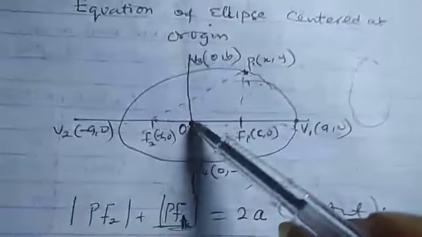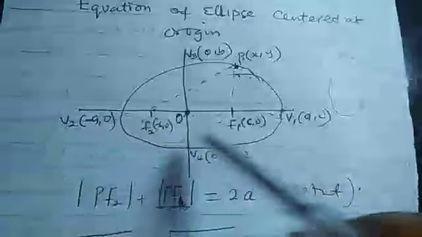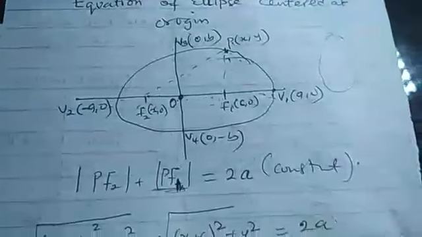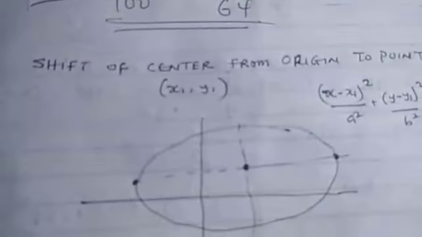Now, we have considered the ellipse when the center is at the origin. Now let's consider the ellipse when the center is not at the origin. We are now considering when the center is not at the origin. So what will happen?